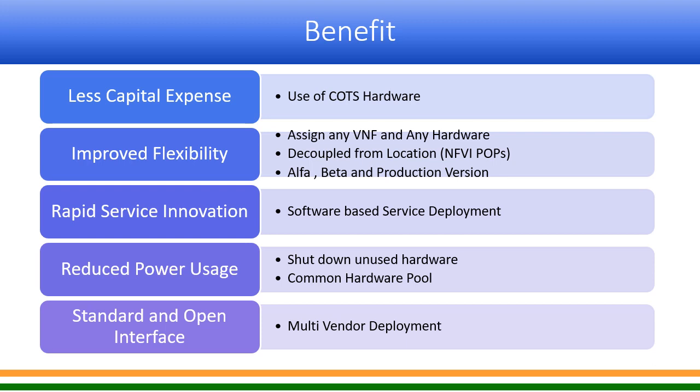So what is the benefit of doing all this? Because NFV is deployed on COTS hardware, the capital expense becomes less. The flexibility of course will increase, because now one virtual network element can be deployed on any hardware, and it is decoupled from the location. So now it's not location specific. On any of the NFVI points of presence, NFVI POP, a particular VNF can be deployed, and then you can have alpha, beta, and production versions of the release.